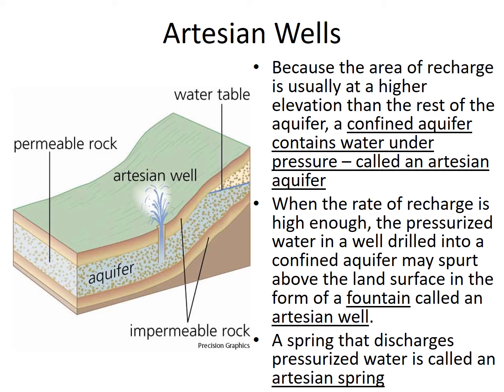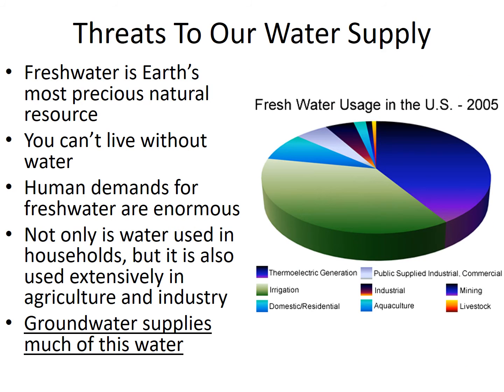called an artesian spring. So let's talk about threats to our water supply. Fresh water is Earth's most precious natural resource. We've read about this so far in this unit, and you can't live without water. And humans put enormous demands on fresh water. Not only is water used in households, but it is also used extensively in agriculture and industry. So groundwater supplies much of this water.